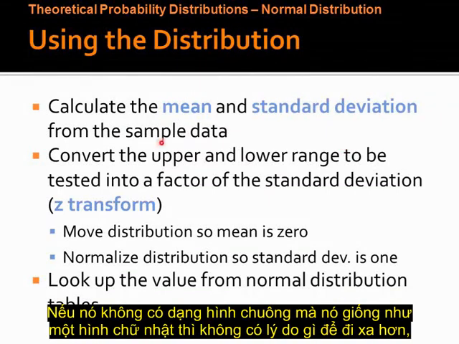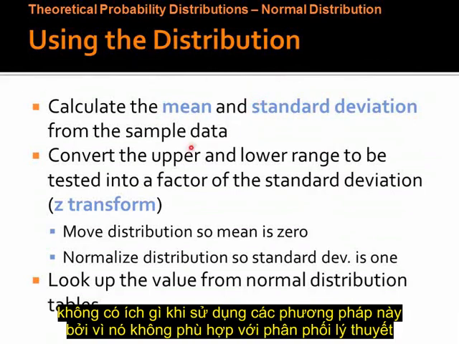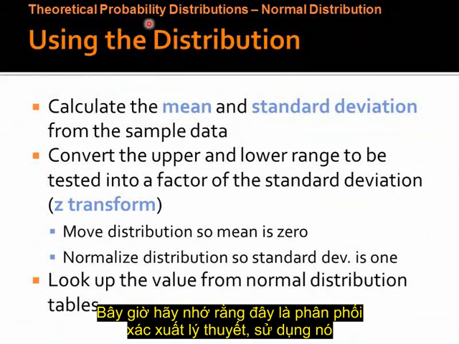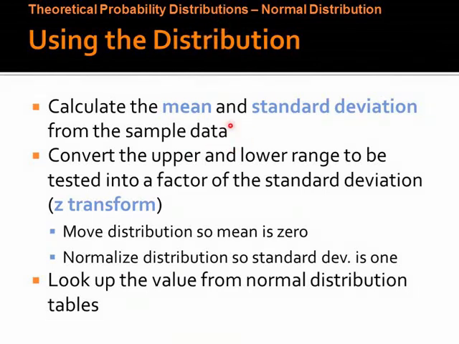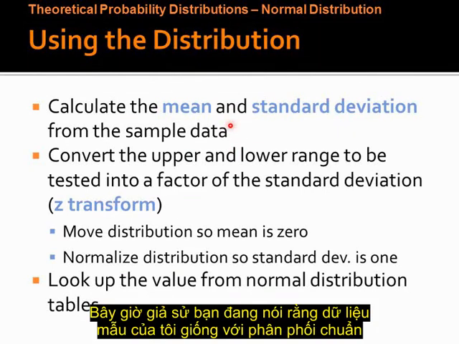If it doesn't look bell-shaped, it looks like a rectangle, then there's no point going any further. There's no point using these methods because it doesn't fit the theoretical distribution. Now remember, this is the theoretical probability distribution. It only makes sense to use it if the data that you have actually fits it, right? Now, assuming it does, assuming you're saying that my sample data does resemble the normal distribution, right?